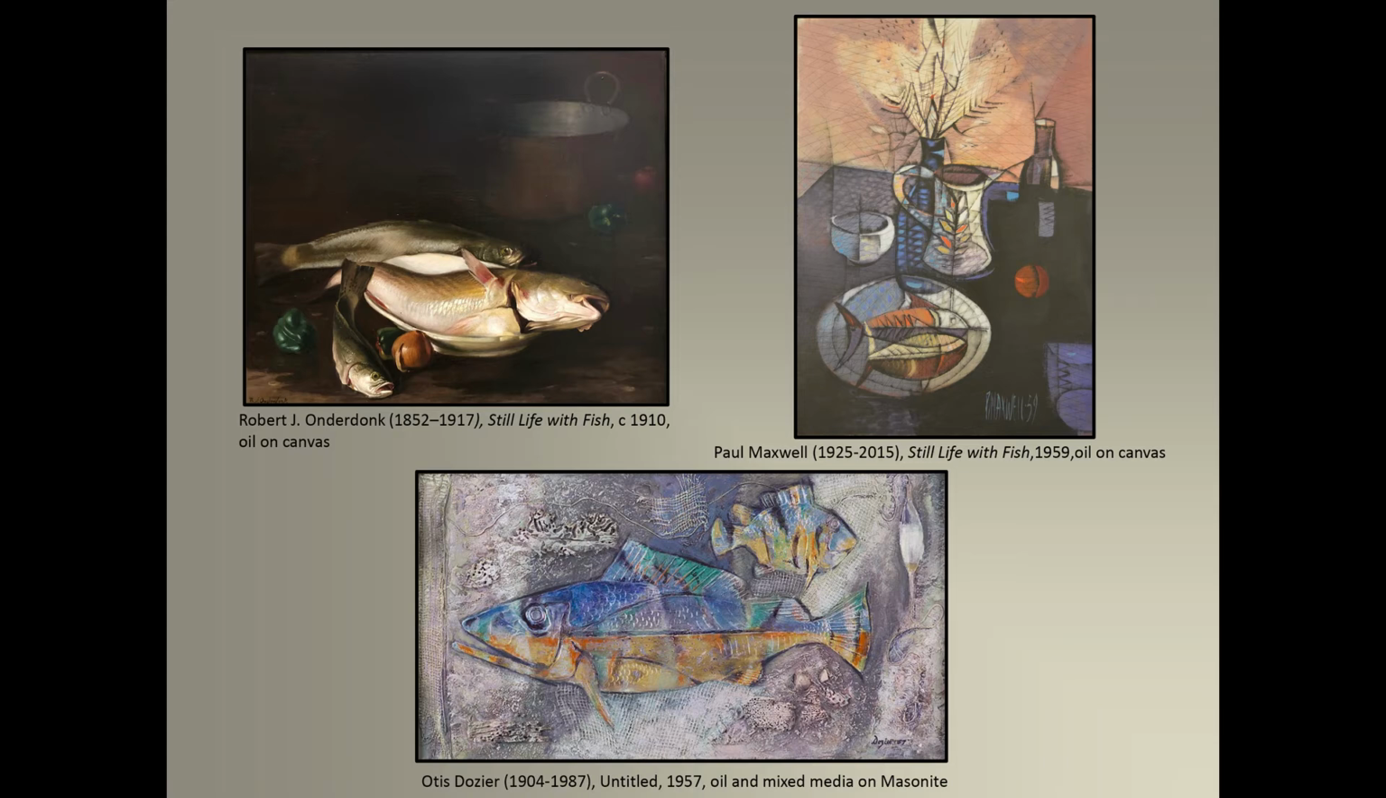On the bottom, we see another work from the 1950s, a 1957 work by Otis Dozier entitled Oil and Mixed Media on Masonite. Mixed media is net and a textured surface. We can see things embedded in it. It focuses on compressing the object into the picture plane. So we have the same subject from 1910, 1957, and 1959.